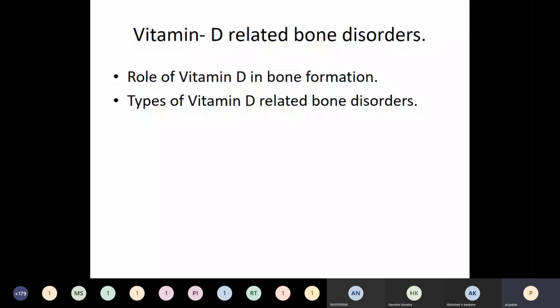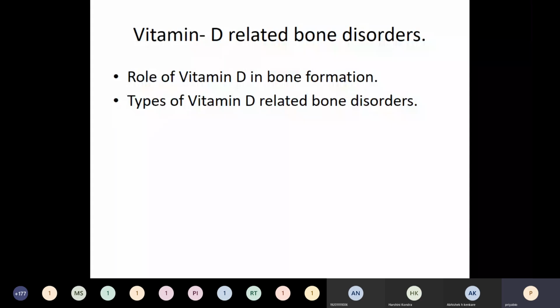So what are the different types of rickets? Vitamin D resistant rickets, hypophosphatemic rickets, and Fanconi syndrome. Fanconi syndrome is a renal disease. What happens is there is defective renal tubular reabsorption of bicarbonates, phosphates, glucose, and amino acids. So that is called vitamin D resistant rickets.